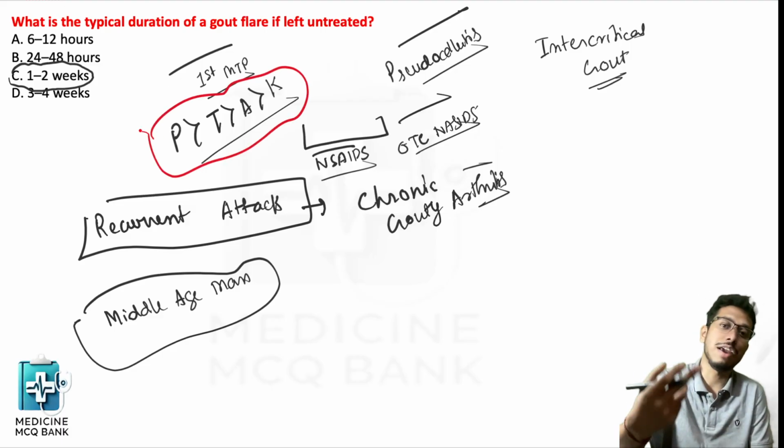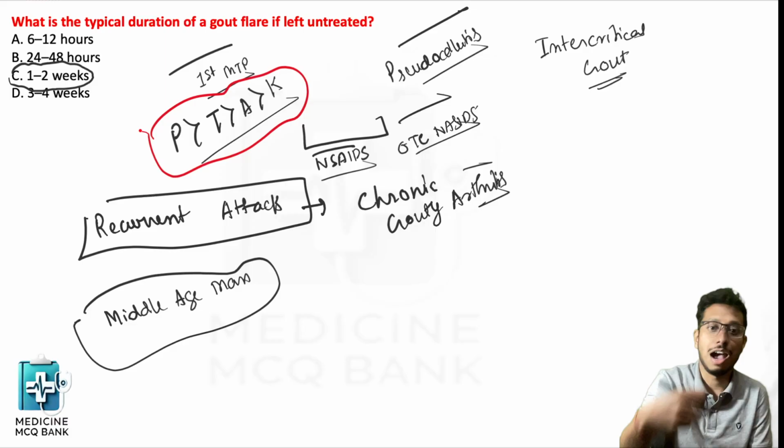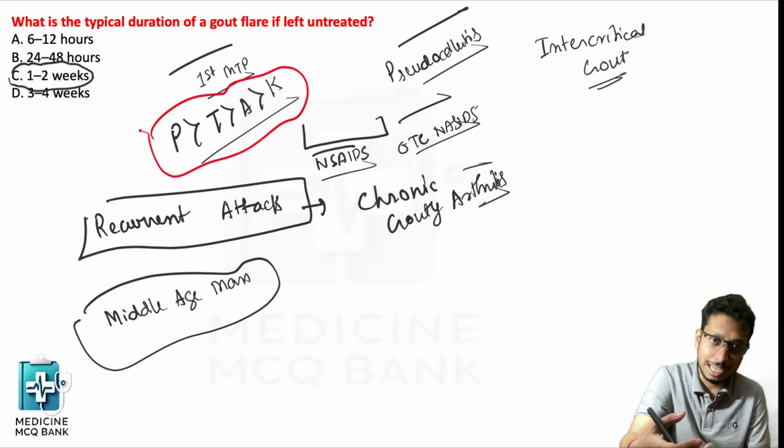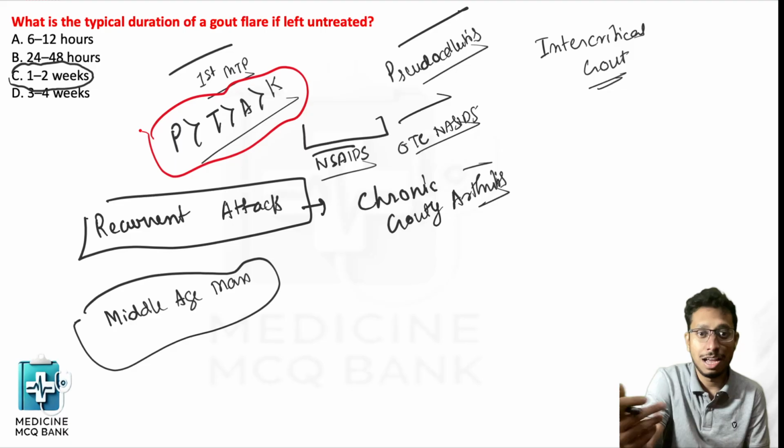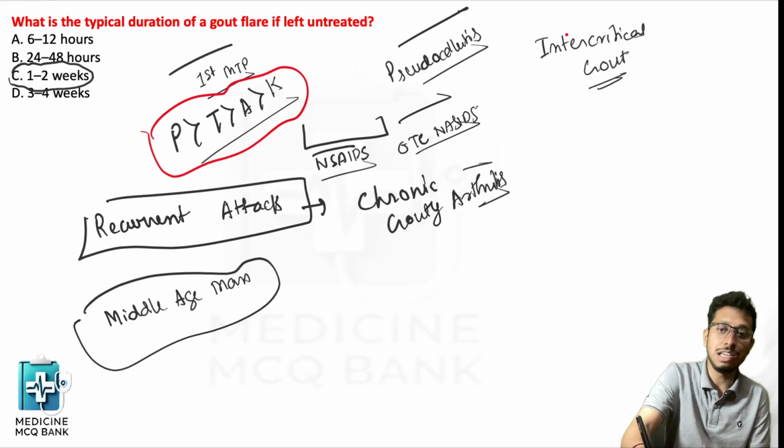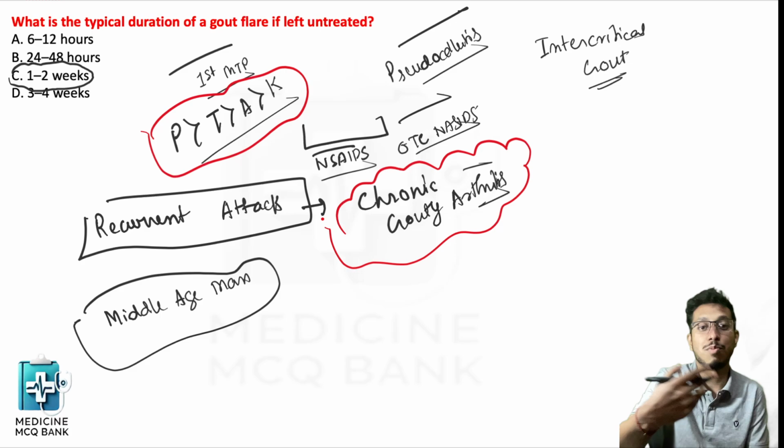And once they know NSAID is giving the relief, after the second or third attack also, they will again buy the same NSAIDs, take this OTC medicine, and again get relief. Ultimately this leads to a stage of chronic gouty arthritis, which is very commonly seen in India.